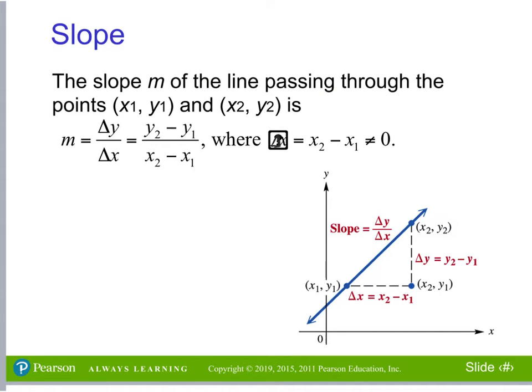All right, so let's look at slope. It's the change in y over the change in x. And so if the change in x is 0, like for example, if we had a vertical line, then the slope would be undefined. And for horizontal lines, the slope equals 0.